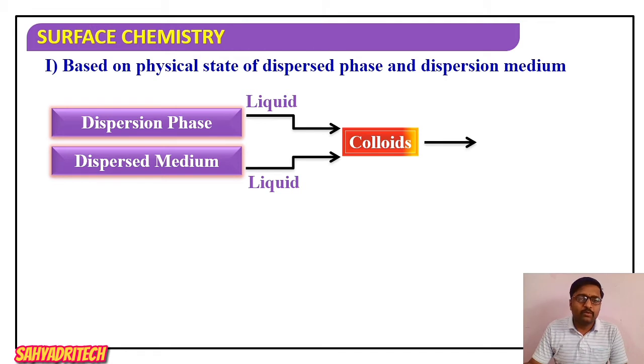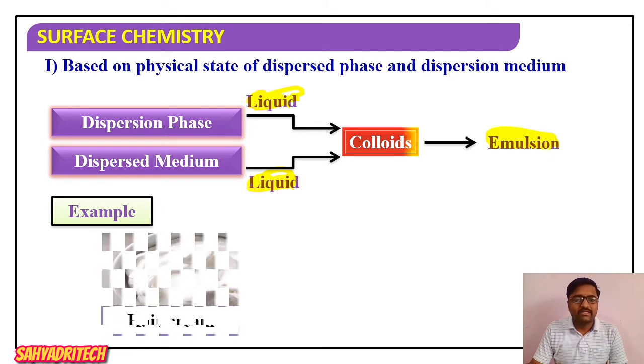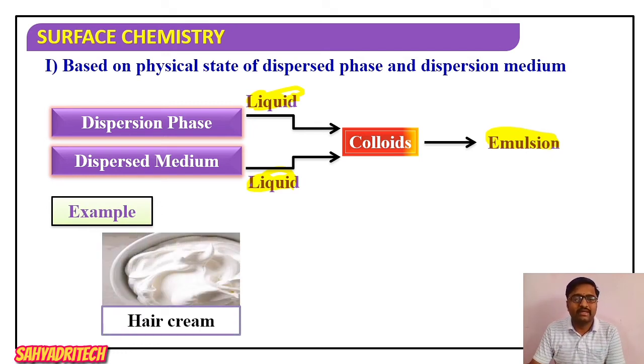Next one, if both dispersed phase and dispersion medium are liquid, okay, which is very important. If both dispersed phase and dispersion medium are liquid, then the colloidal system is called emulsions. Now if dispersed phase and dispersion medium are both liquid, what do we call the resultant colloidal system? It is called emulsions. Example for emulsions, yes, hair creams. The hair creams we use, color for curling, all hair creams are a type of emulsions.